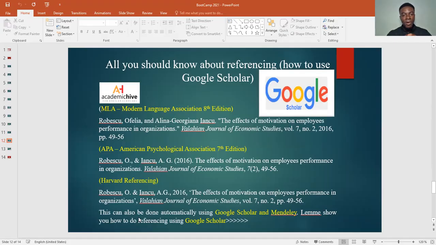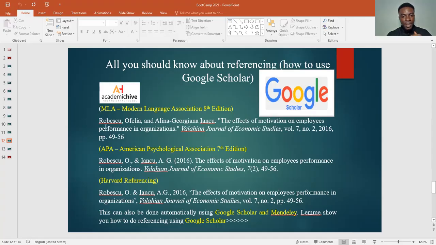As you can see, I've already done them manually. I've done this manually using the MLA format, Modern Language Association, the 8th edition of it. I've also done it using APA, the 7th edition of it. I've also done it using Harvard referencing. These are three of some of the most popular referencing formats in the world of research.